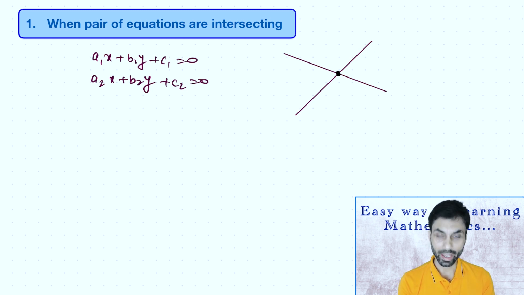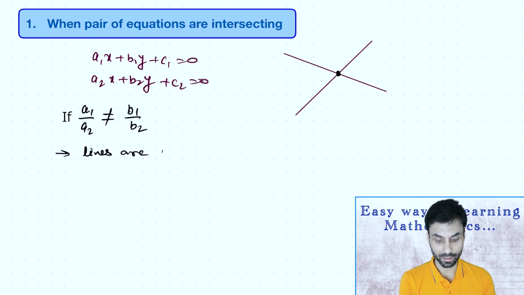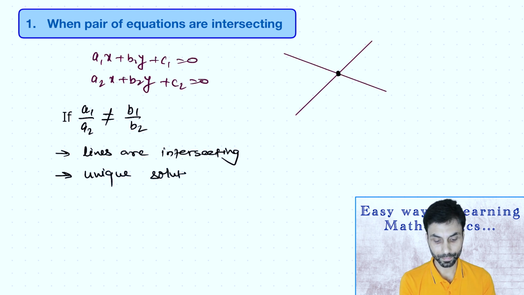So here in this case, if I want to know what type of pair of equations it is, that means whether it is intersecting, parallel or coincident, what we are going to do is check a1 upon a2, and if it is not equal to b1 upon b2, then we say the lines are intersecting. If the lines are intersecting, it will intersect at a point, so we can say it has a unique solution.